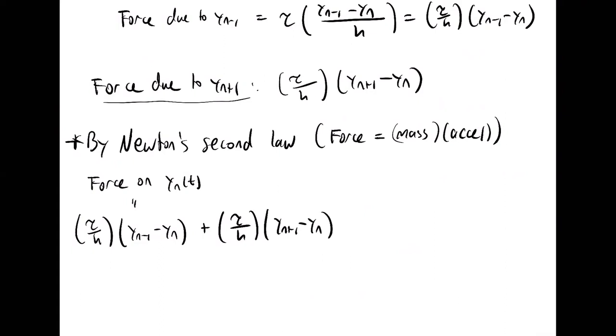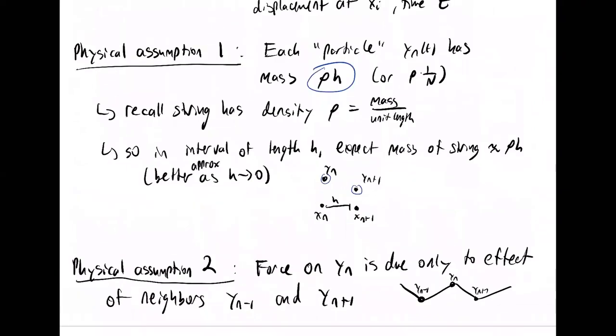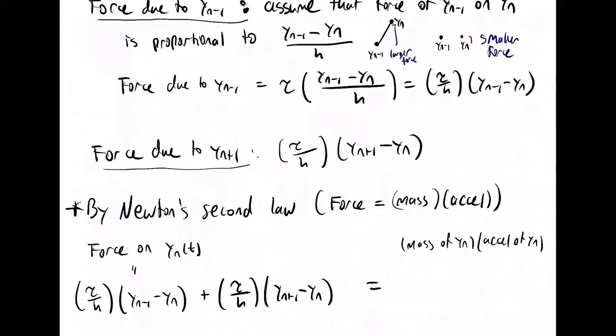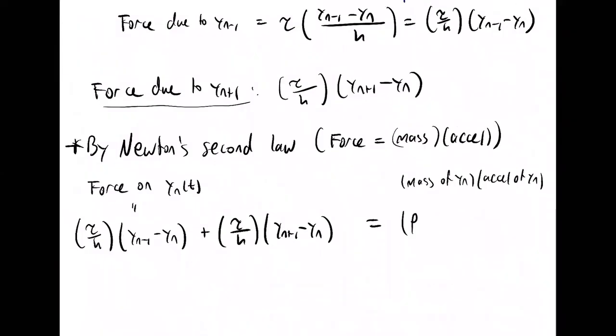Right, so that's the force. And then this should be equal to the mass of yn times the acceleration of yn. Well, we know what the mass is from the first physical assumption. The mass should be rho times h, right? So I have rho times h.